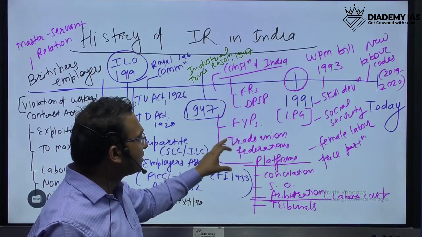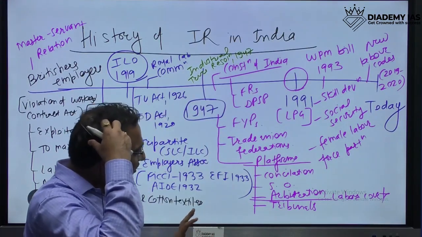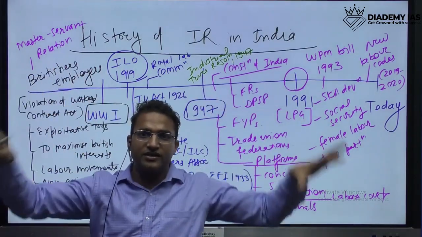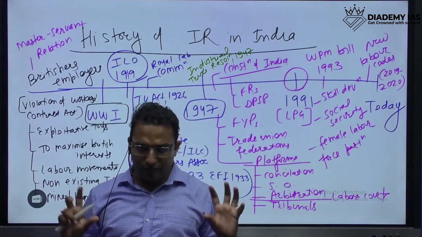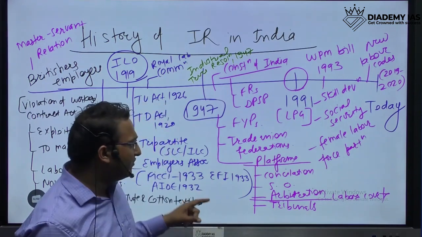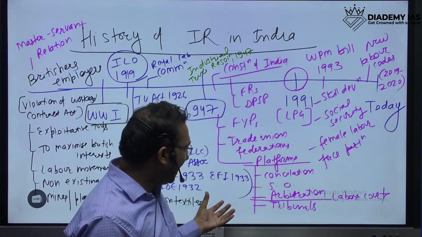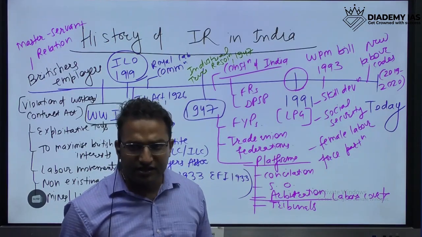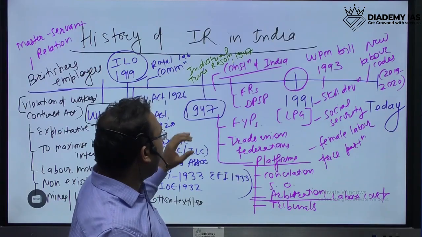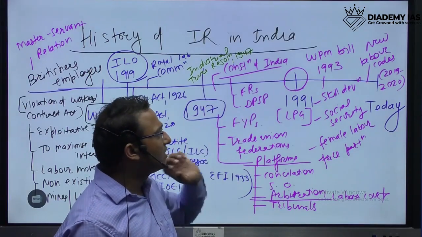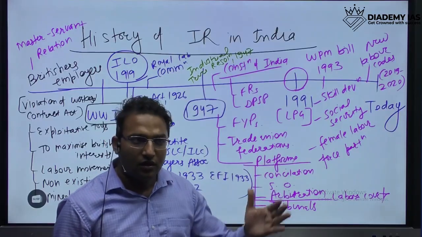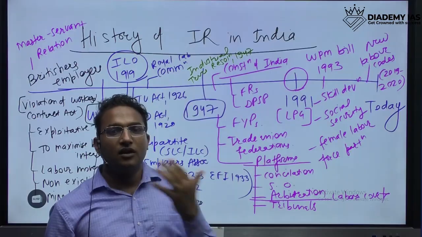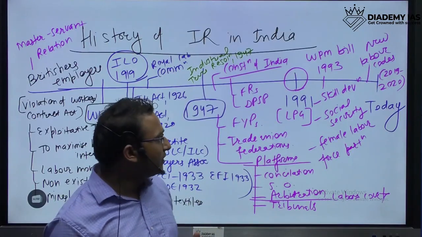Then we have various trade union federations. What is the meaning of trade union federation? That means multiple trade unions are coming together. And then we had other platforms like conciliation, standing order, arbitration. These things we will discuss in chapter number 3. And in the 5-year plans, over a period of time, the government has been making the policy for labor.